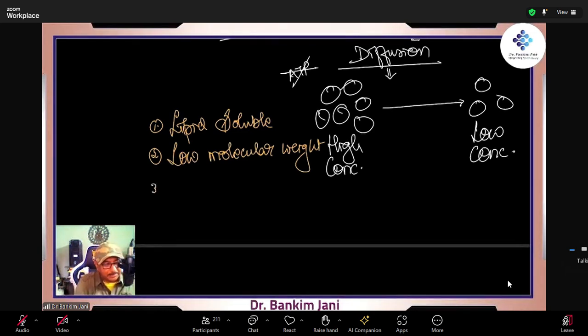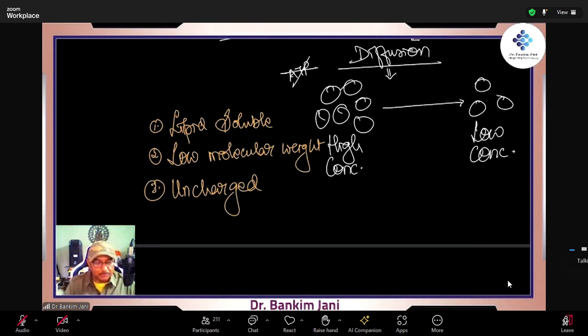And the third thing is, if it is uncharged, neither positive nor negative, so they are allowed to go. So these are the three conditions. So we'll be requiring something special for other members who are not lipid soluble, who are high molecular weight, who are charged. So in that case, we need to have some mechanism.